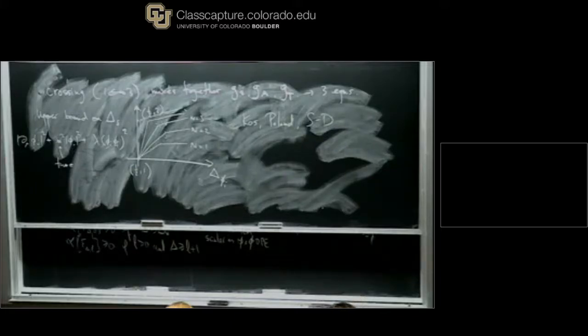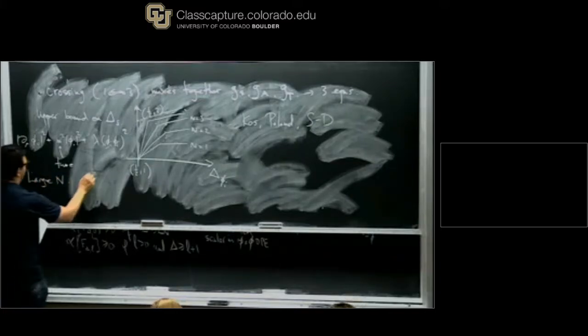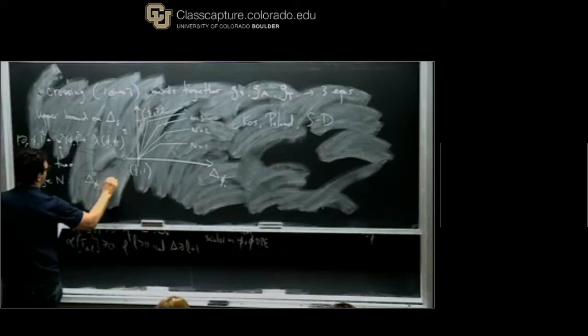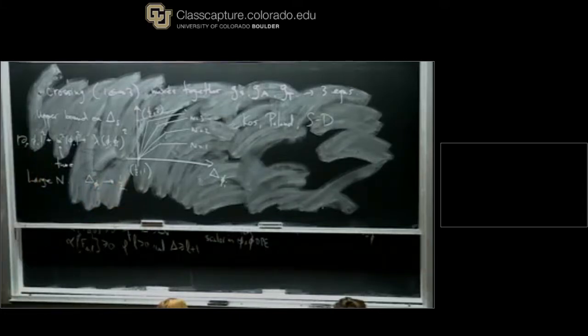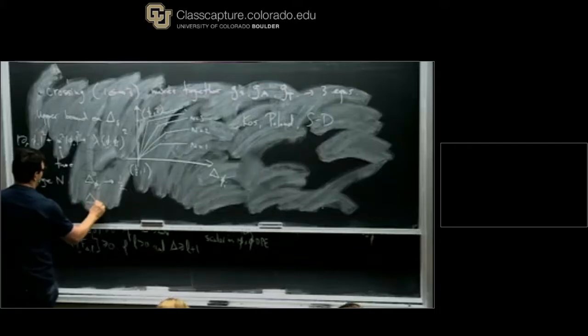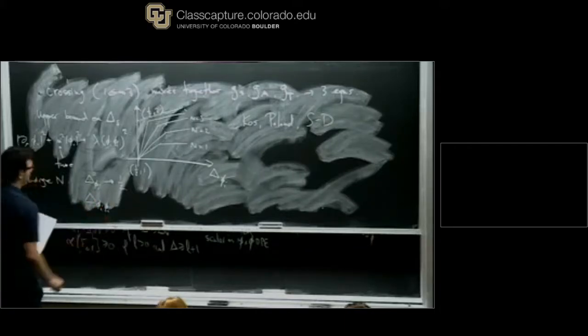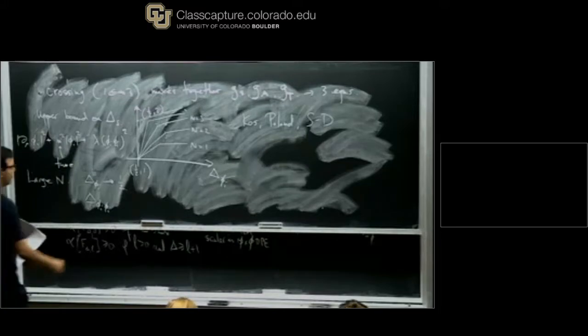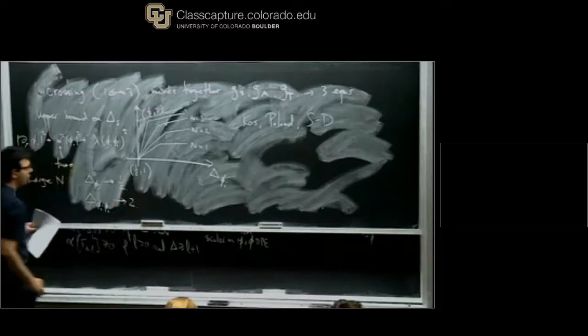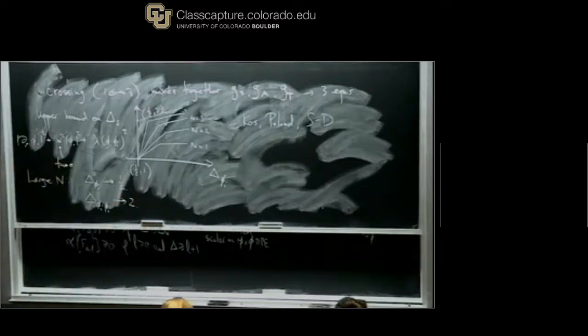And at large n, this theory is solvable. Delta phi I approaches 1/2. It's very much like a free theory as far as these phi i's go. The only difference between this and a free theory is that this ON singlet, the operator phi I, its dimension goes to 2 instead of 1. In a free theory, it would be 1.